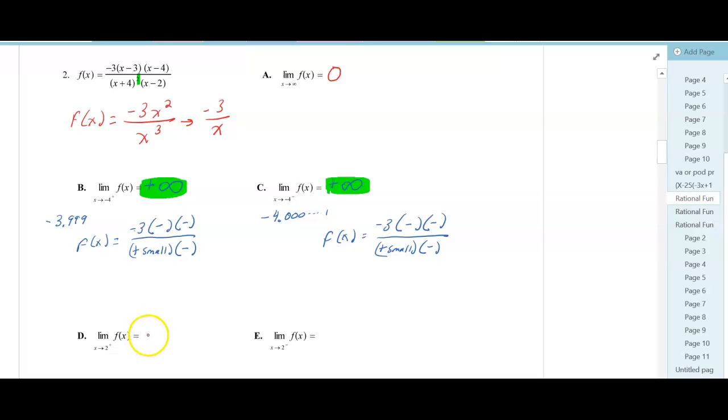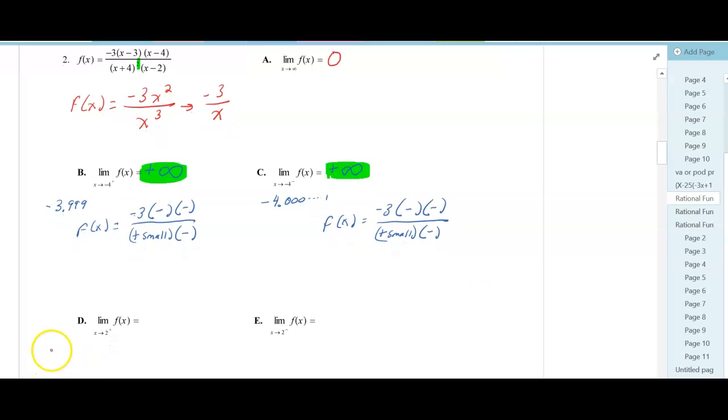Let's look at letter D. f of x approaches 2 from the right. So 2.0001. f of x is negative 3 times a negative times another negative, divided by a positive and a small positive. So 3 negatives is going to make this negative, divided by a small number, it's going to go to negative infinity.